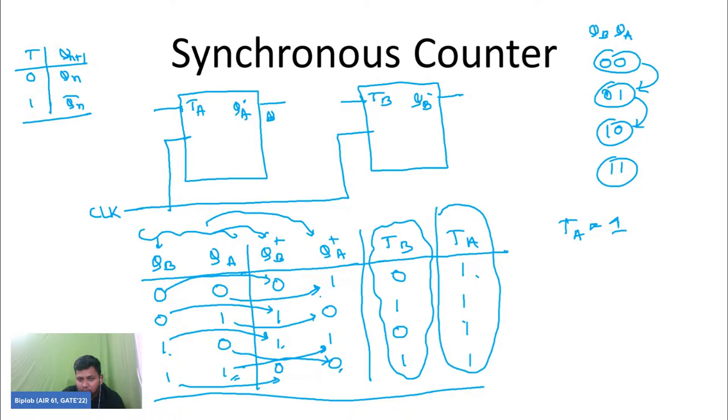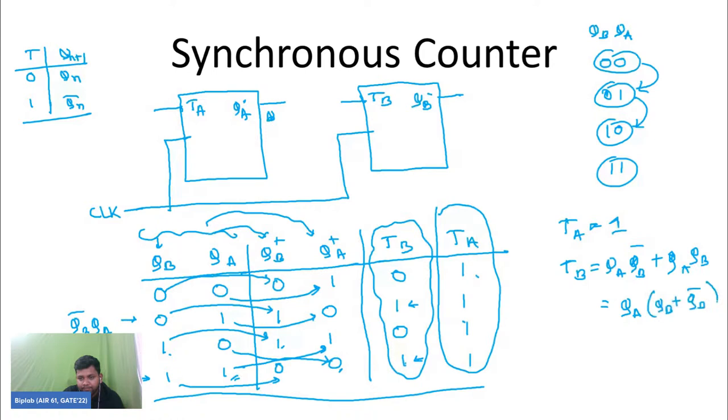What should be TB? You can use a K-map if it is larger. For now I am not using a K-map because this is a smaller one. So for TB, we just take the 1 terms. If you look at this, this is nothing but QB bar QA, and here you have another one which makes QB QA. So the expression for TB is QA QB bar plus QA QB, which equals QA into (QB plus QB bar). That is 0 plus 1, which is 1. So it will be QA.